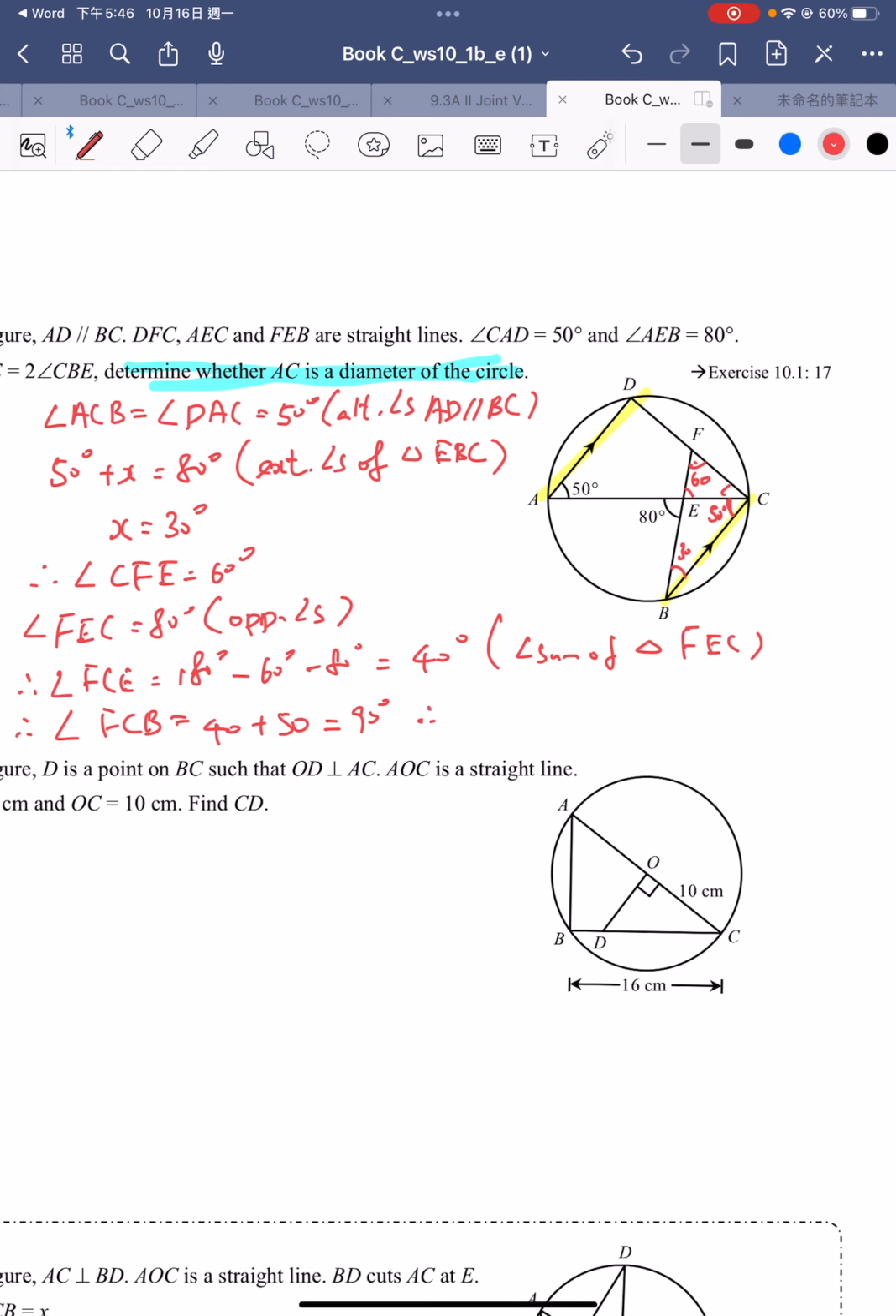So we can say that the angle ADC is equal to 90 degrees as well by using the interior angles, and we have AD parallel to BC, so AC is the diameter. And by using the reason, the converse of angle in a semicircle. So that's it. That's for question 3.